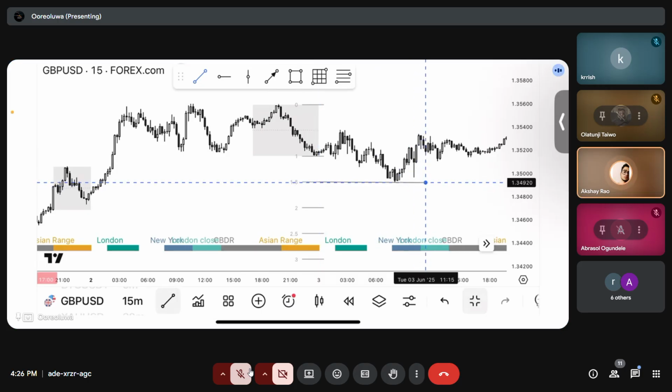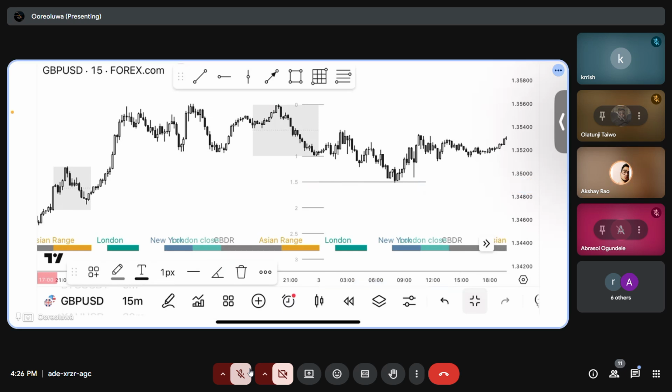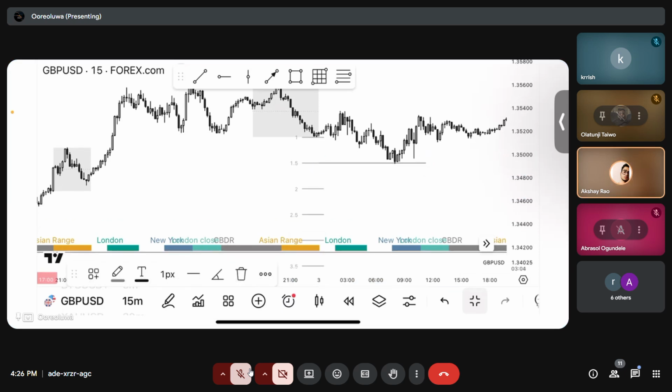Another point: we have to align 1.5, 2 or 2.5, right? Audible, what do you say? I said we have the standard deviation 1.5, 2 or 2.5, right? Yes, yes, exactly.